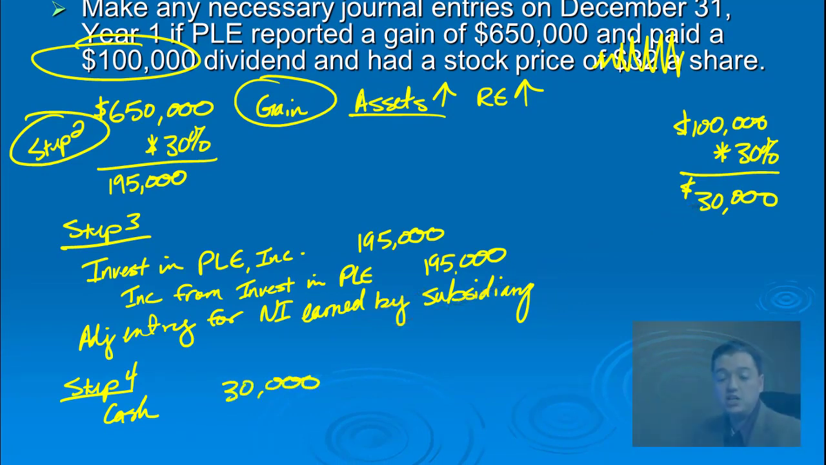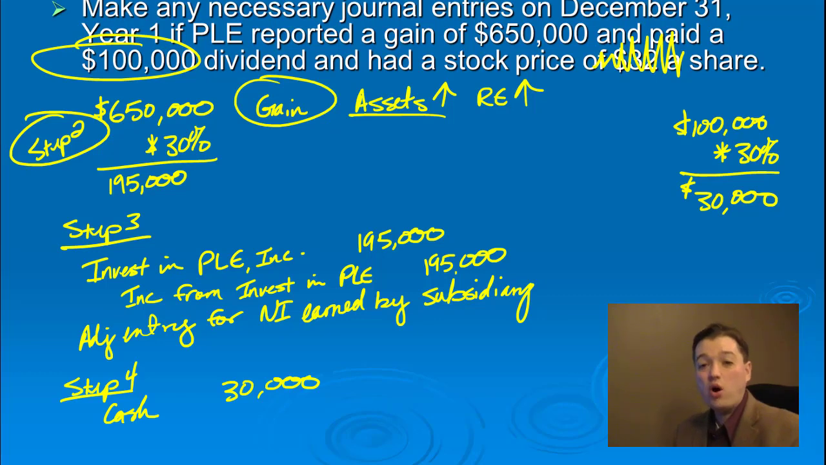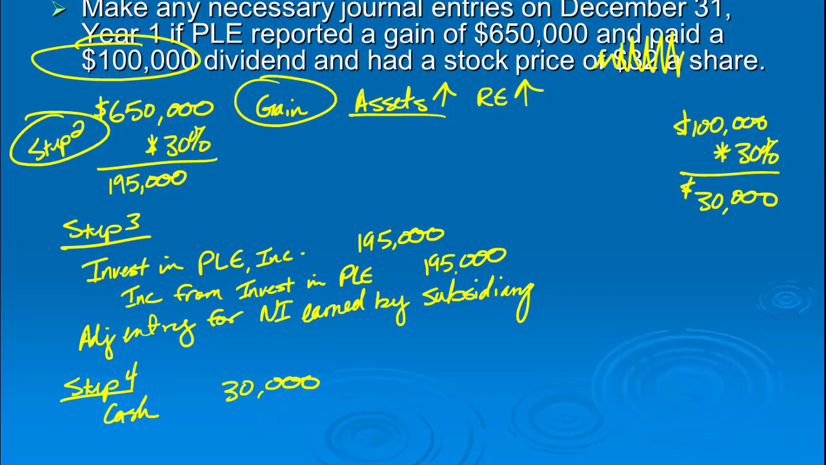If this was an available for sale security or a trading security, I would record dividend revenue. But in this case, if they give me money, then that money is not in their business anymore. I have less assets in that business. So instead of recording it as a revenue, I'm going to record it as a reduction to my investment in PLE Inc.